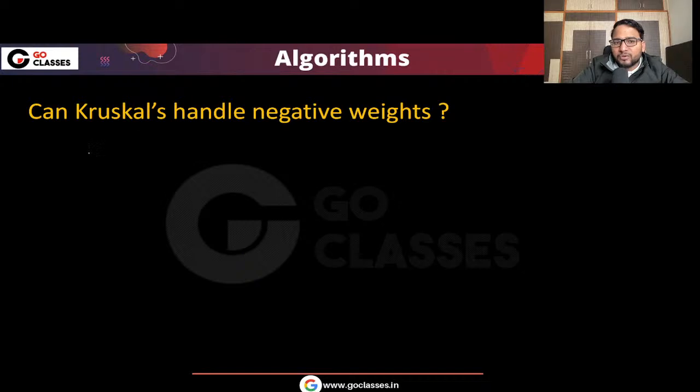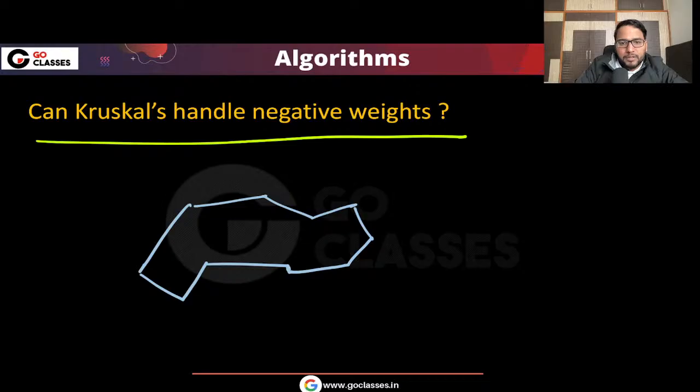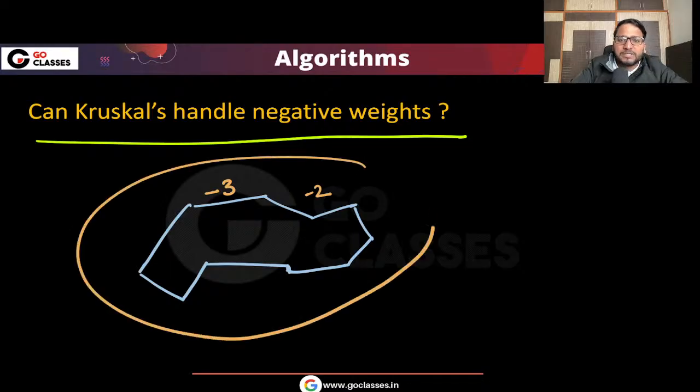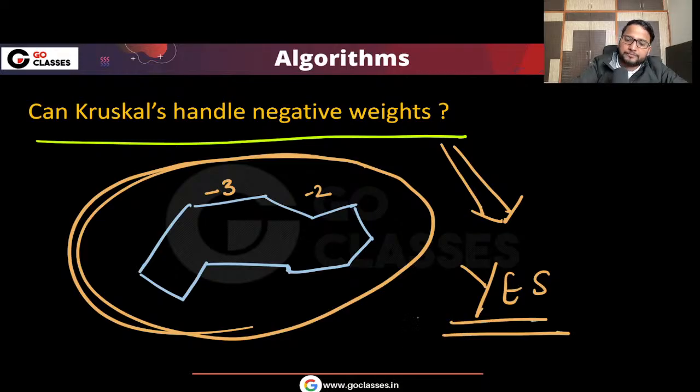Now tell me, can Kruskal's algorithm handle negative edges? Suppose there is a graph with negative edges. Will this matter to Kruskal's algorithm? I don't think so. Even if an edge is -3, -2 or anything, since it will just sort the edges and check whether each forms a cycle or not, the negative edges do not matter. So can Kruskal's algorithm handle them? Yes, there is not an issue here.